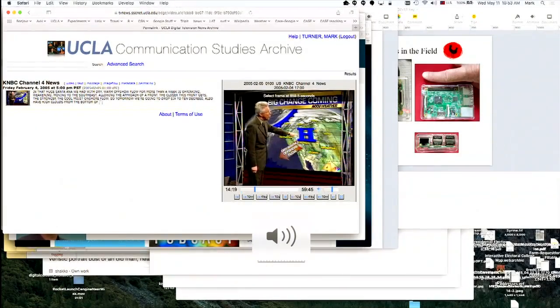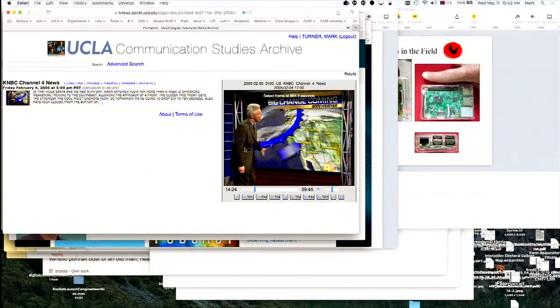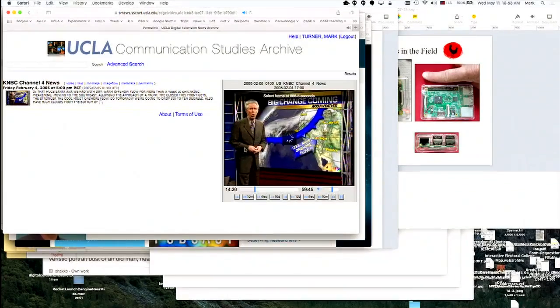Shrinking, weakening, moving to the southeast, allowing the approach of a front. The closer this front gets, the stronger the cool, moist onshore front.